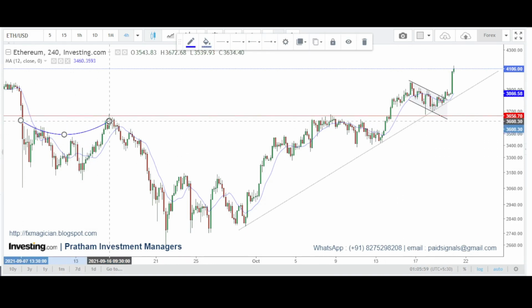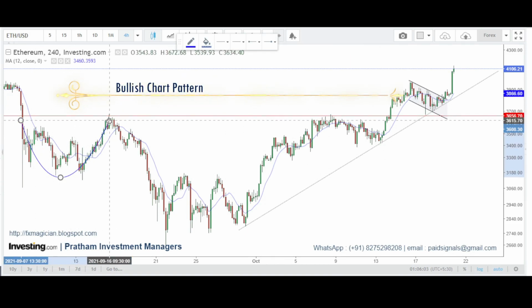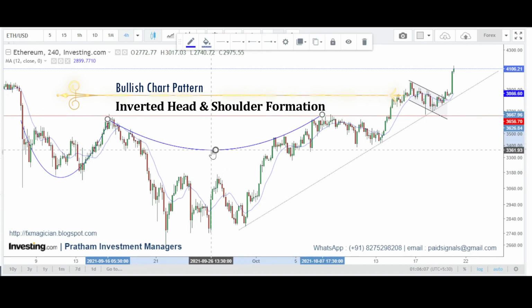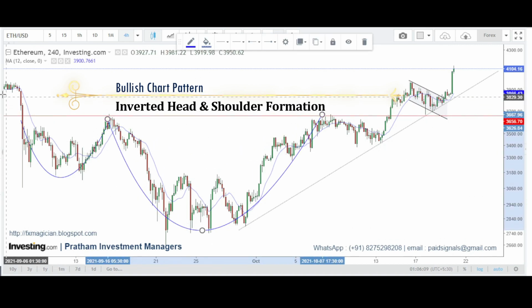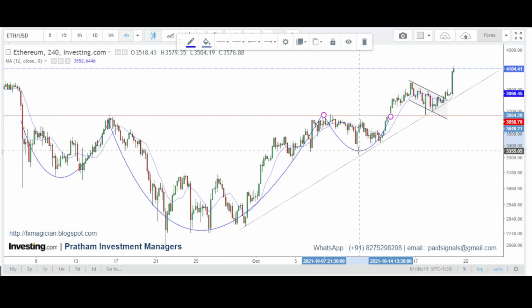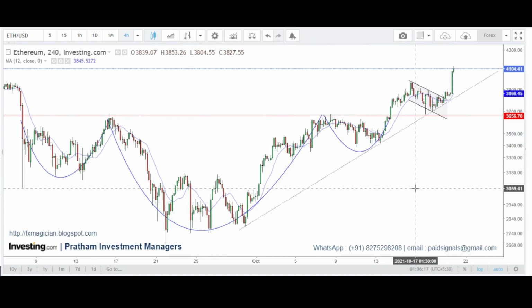This will be my left shoulder of the inverted head and shoulder. Then this will be my head area. This is the head, and then there will be a right shoulder. So this is a good formation.